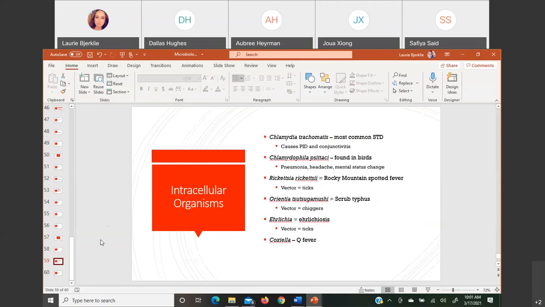Rickettsia is coming from ticks, causing Rocky Mountain spotted fever. Orientia tsutsugamushi, I love this word, Susukumushi, I don't care. I may say it wrong, but I love it, is coming from chiggers. Like if you think about a lake that has chiggers in it.